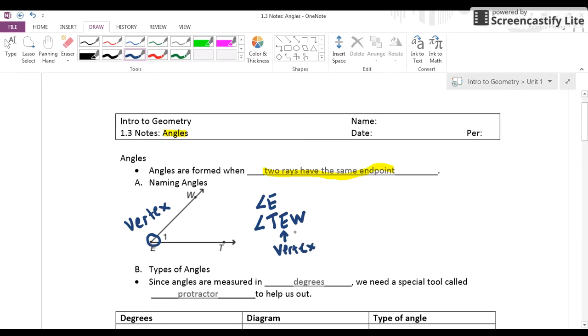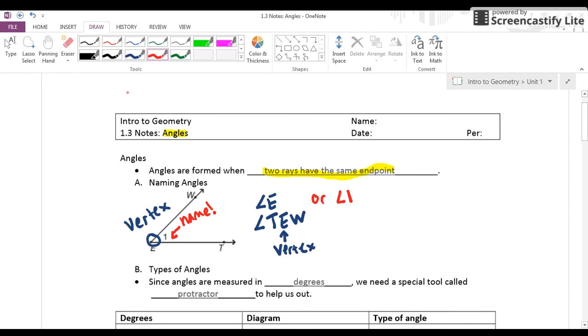All right. You might also notice in this diagram, there's this little 1 here. This 1 isn't talking about the size of the angle. This is just another way of naming the angle. So instead of calling it angle E, you can also call it angle 1. All right. So that's how we name an angle.